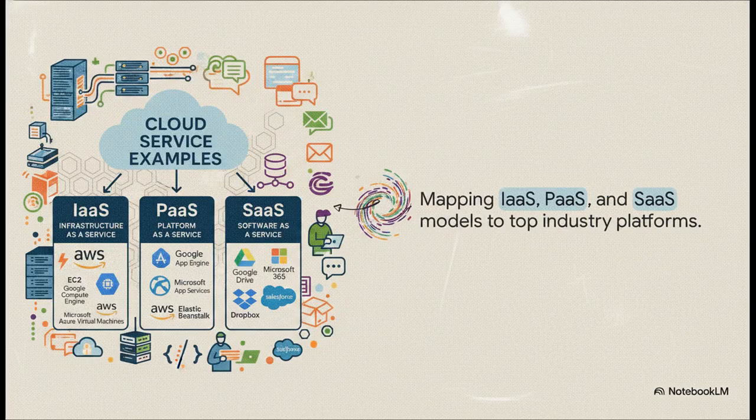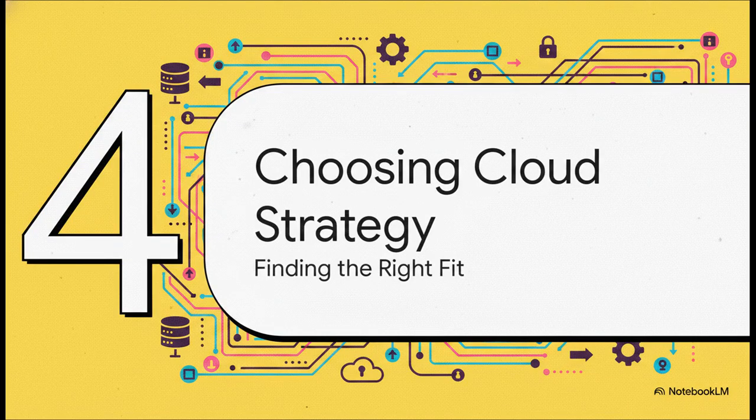To make this completely concrete, let's map these theoretical models directly to the actual industry heavyweights. For IaaS, you're looking at foundational compute power. Think Amazon EC2, Google Compute Engine, or Microsoft Azure virtual machines. Stepping into PaaS, where developers actually build their apps, we've got platforms like Google App Engine and AWS Elastic Beanstalk. And for SaaS, well, these are the apps you're probably using every single day. Google Drive, Microsoft 365, Dropbox, Salesforce. It is the exact same underlying cloud concept, just packaged in 3 totally different ways, depending entirely on what you need to get done. Next up, Section 4, choosing your cloud strategy.